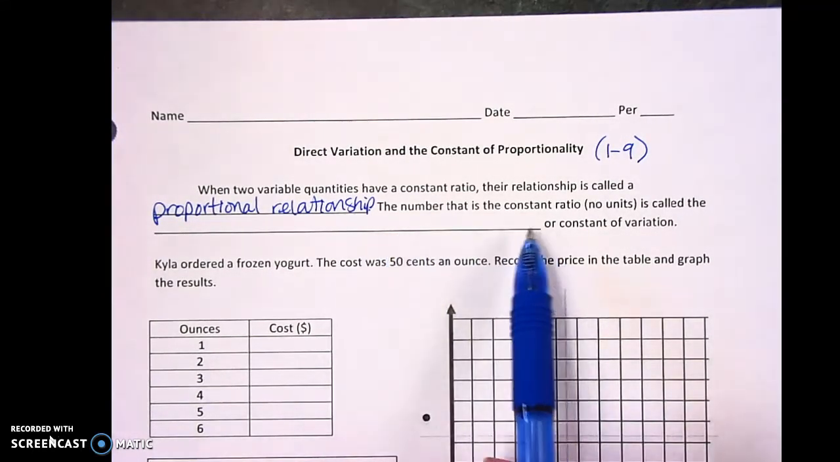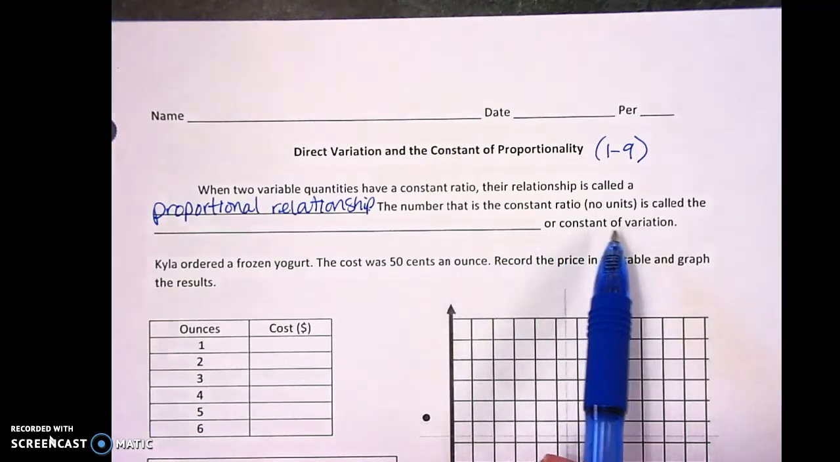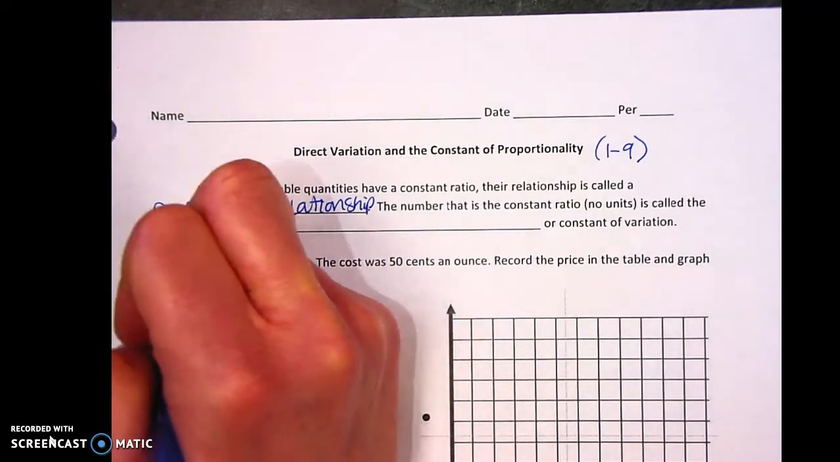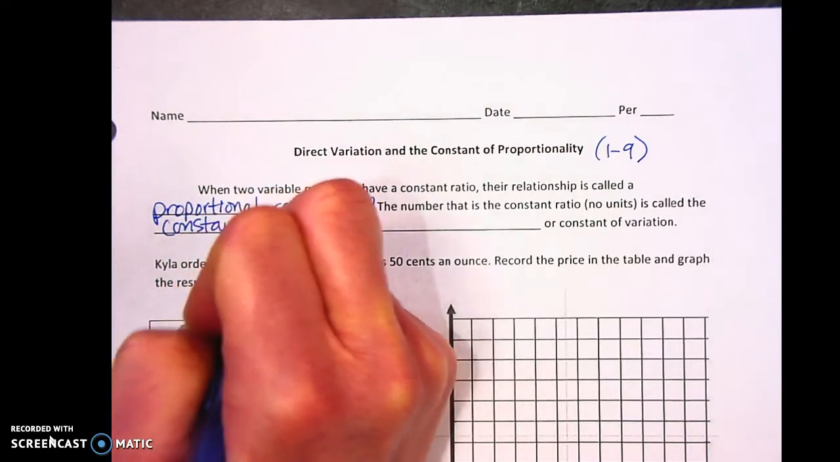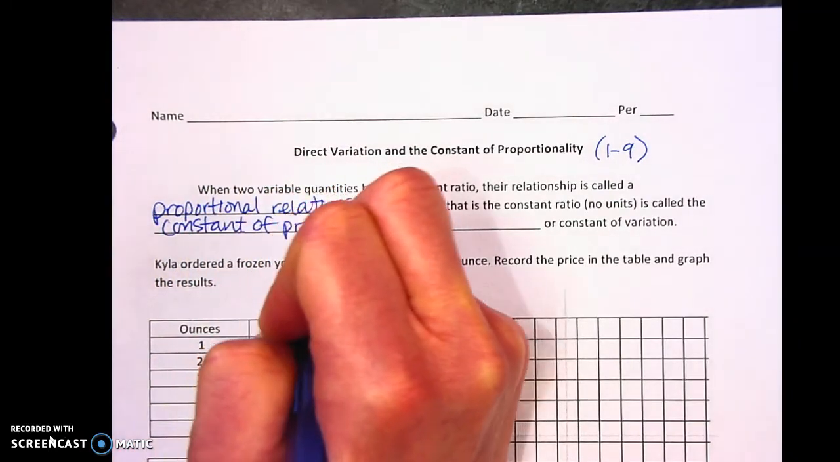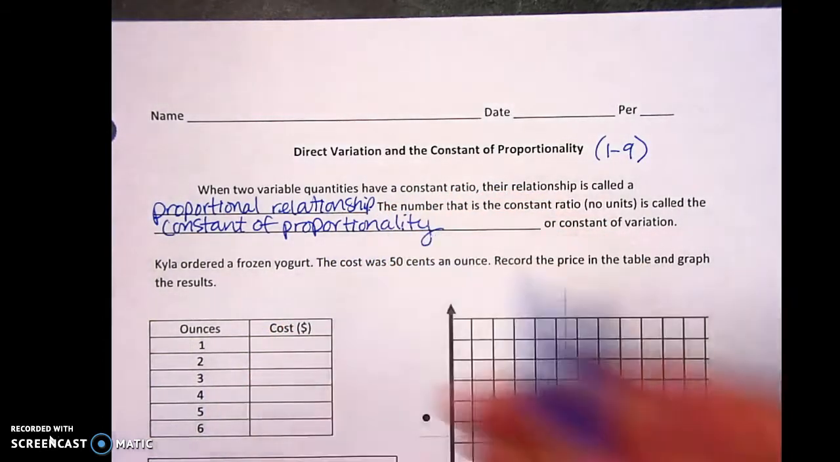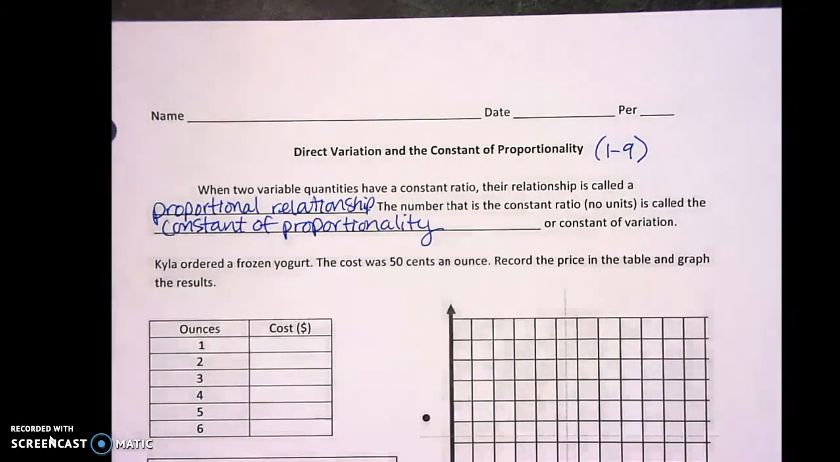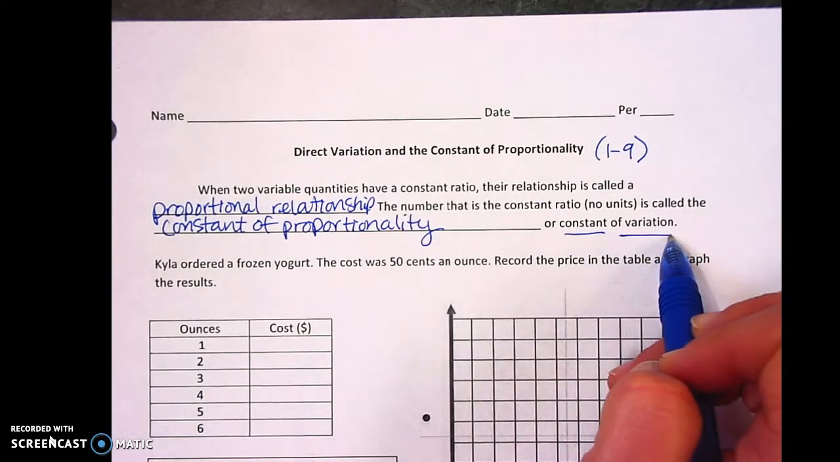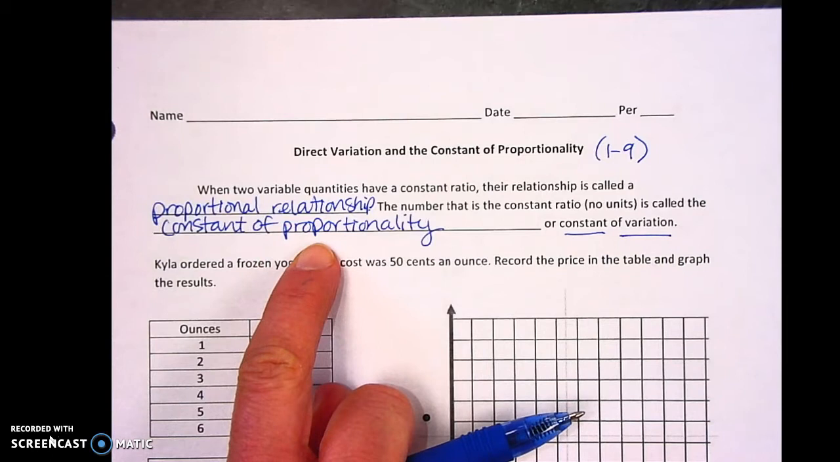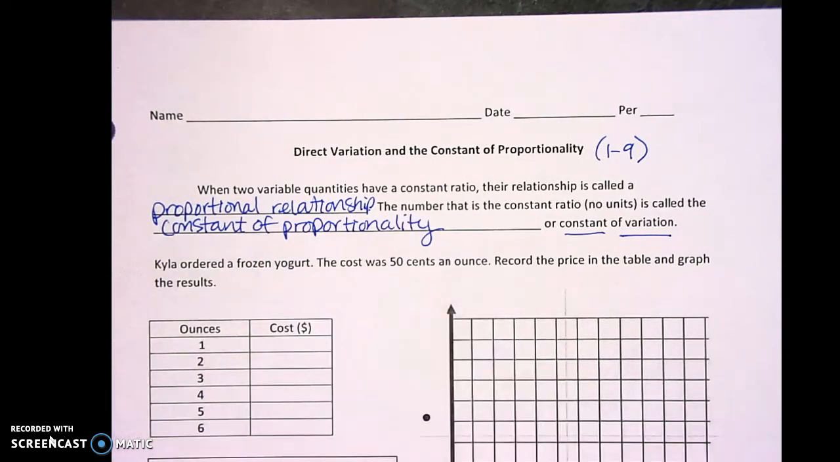The number that is the constant ratio, no units, is called the, we've seen this word before, constant of proportionality. Constant of proportionality, also called, it's the same as the constant of variation, but I've been calling it the constant of proportionality in class. So just to make it even more confusing with more vocab.